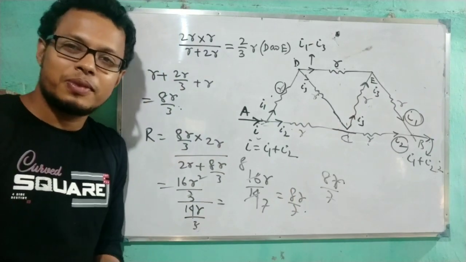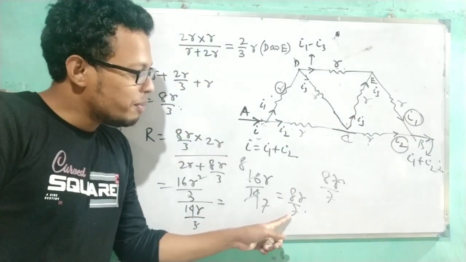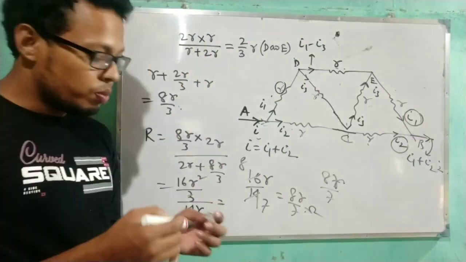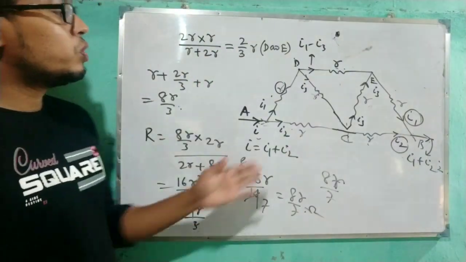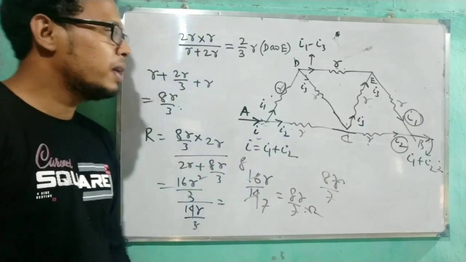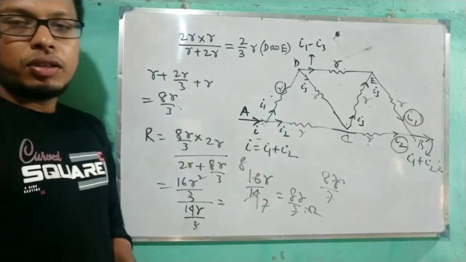Clear? Okay. Here also I am getting the value of 8R by 7 ohm. And this formula, by this method of symmetry also we can find out the value of 8R by 7. Okay, by this method or that method also you can apply.